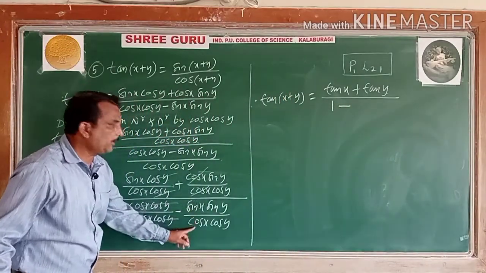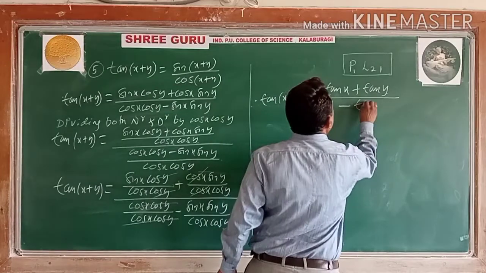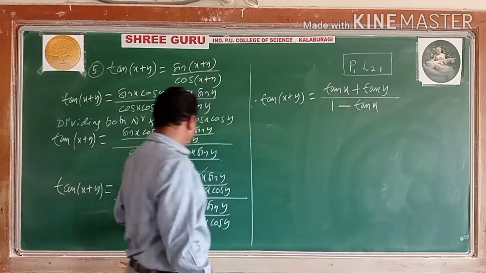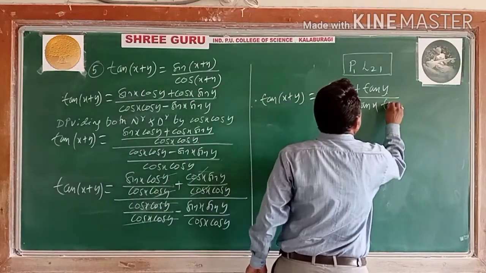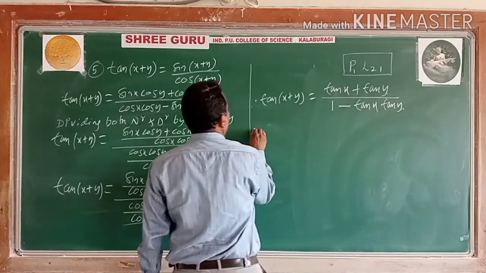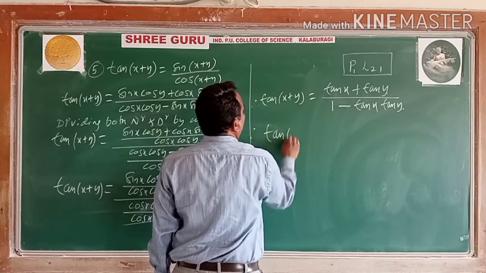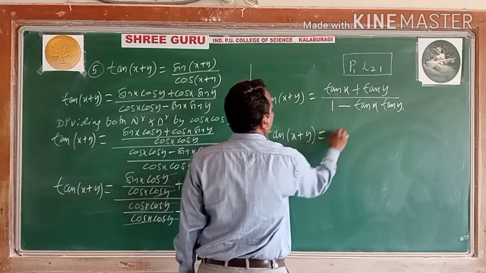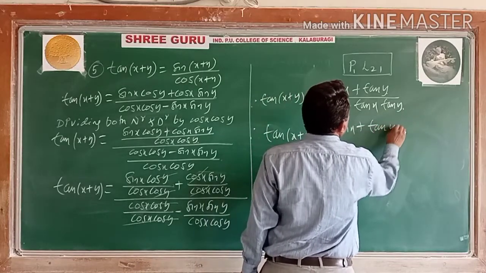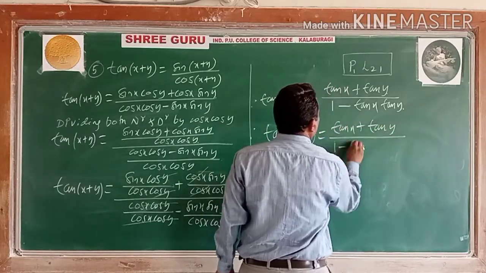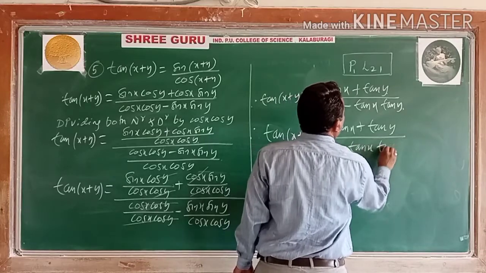Sin x by cos x is tan x, and sin y by cos y is tan y. Therefore tan of x plus y is equal to tan x plus tan y divided by 1 minus tan x into tan y.